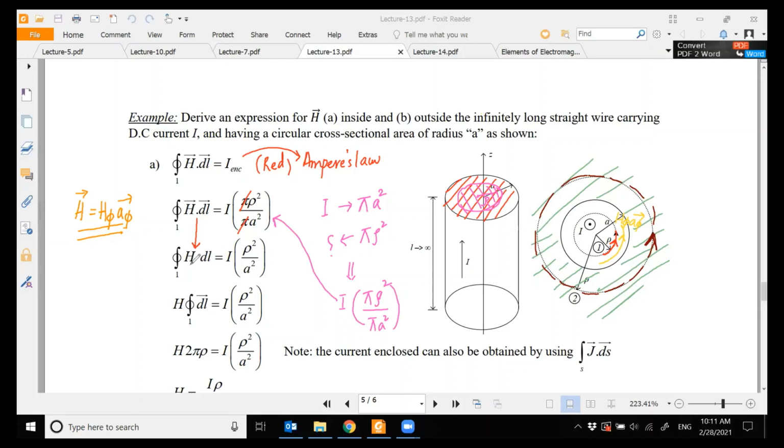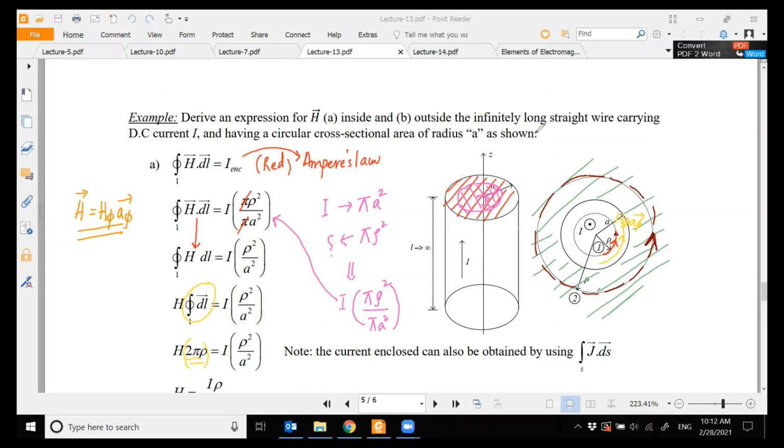Now the magnetic field H is taken outside, and what is the closed line integral of dl? The closed line integral of dl is nothing but the length of this Ampere in loop, and since it's a circle, the circumference of the circle is 2 pi rho. So H times 2 pi rho is equal to I times rho square over a square.